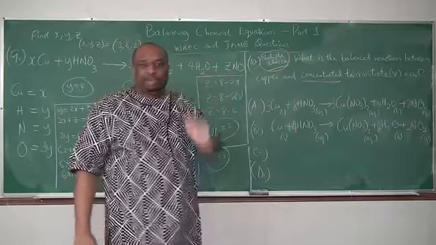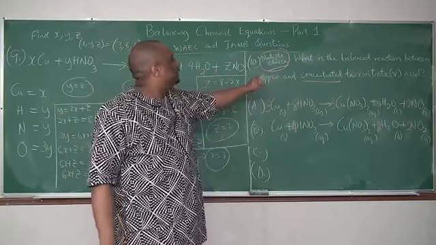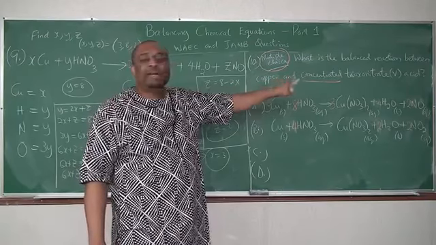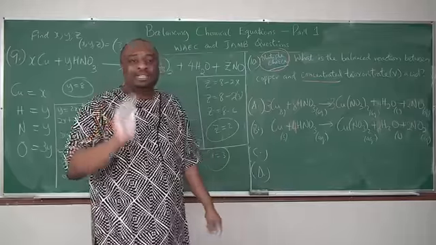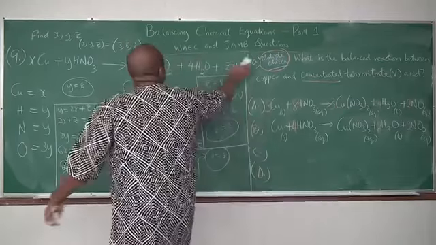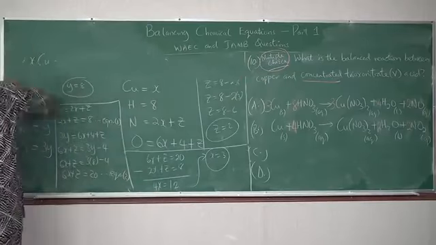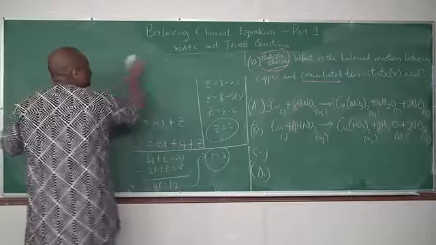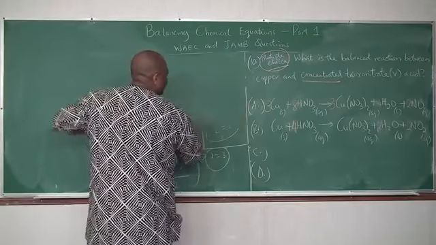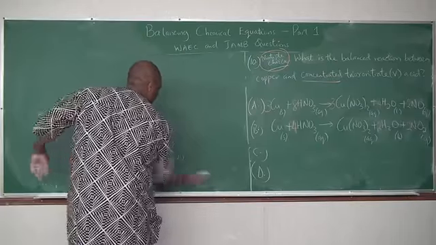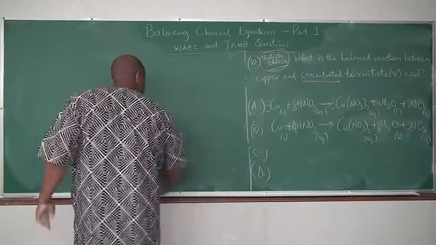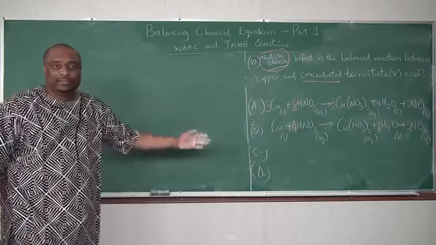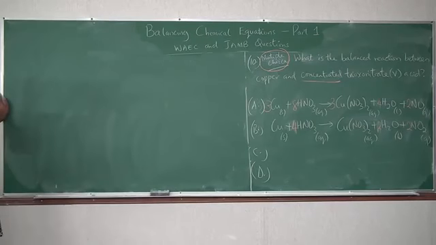Now, question 10 is tricky. This is the question they asked. What is the balanced reaction between copper and concentrated trioxonitrate 5 acid? Okay. This is something you have to listen very well. Some of you might ask, will copper even react with trioxonitrate 5 acid? Is copper supposed to react with it? Will copper even react with this? And it's a good question if you ask it.